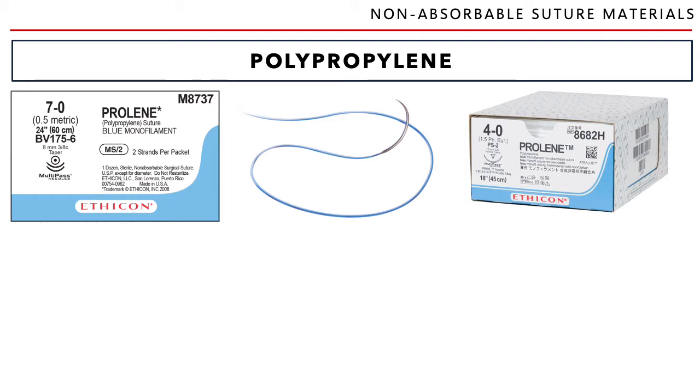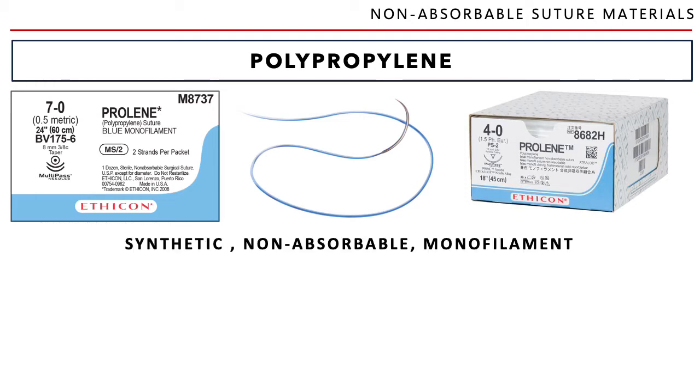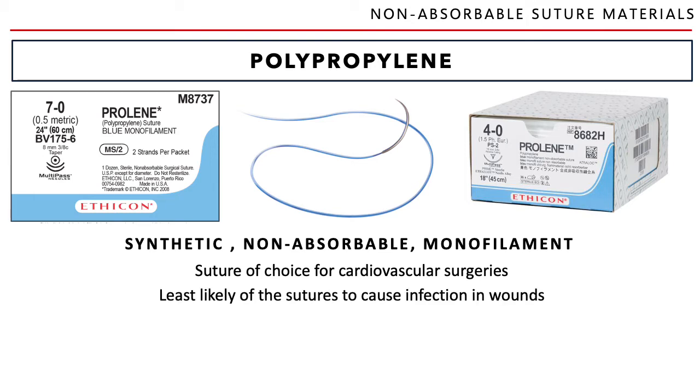Remembered because of its blue colored suture material. Very characteristic for polypropylene. It is synthetic, non-absorbable monofilament, and this is the suture of choice for cardiovascular surgeries. Again, if you listen to medical dramas like I do, or if you watch them and pay attention to what they're saying, you always hear cardiac surgeons ask for proline, 4-O proline, 2-O proline, and such. Okay? So, this is least likely of the sutures to cause infection in wounds.